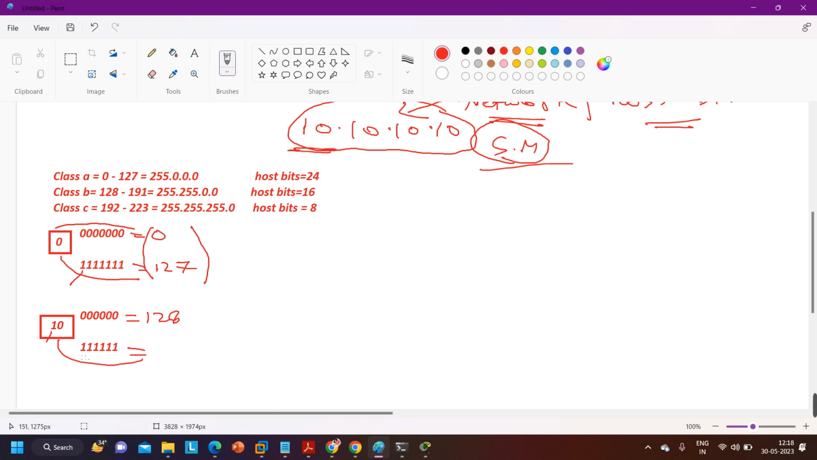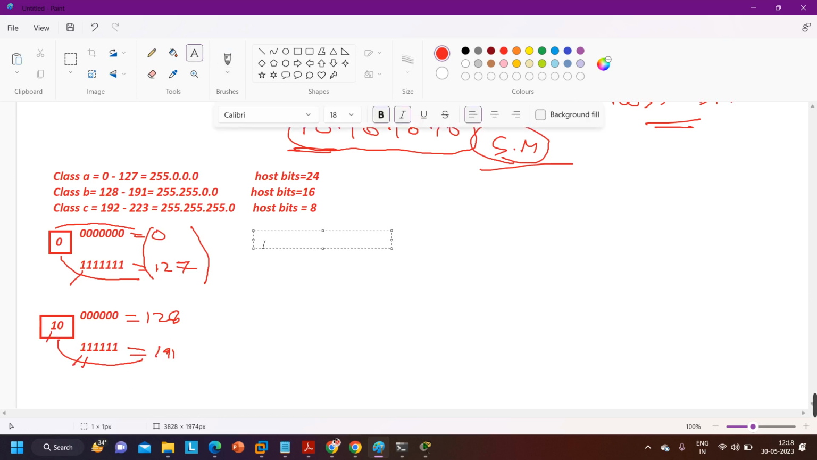128 plus 32 plus 16 minus 64, so you will get actually 191 over here. You can calculate. In the same way for class C, we have reserved 3 bits.